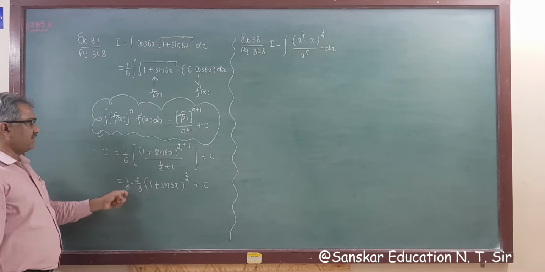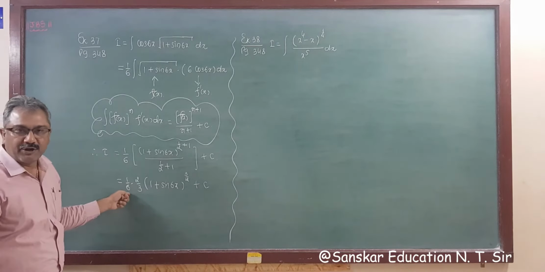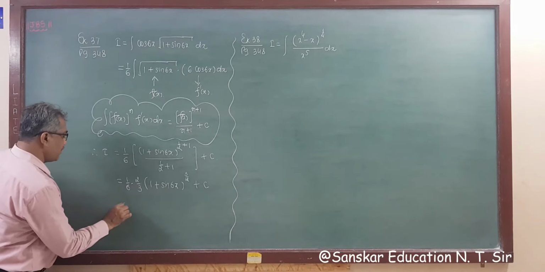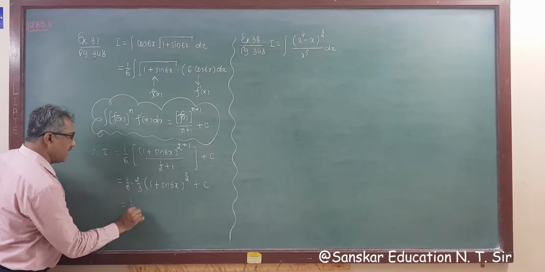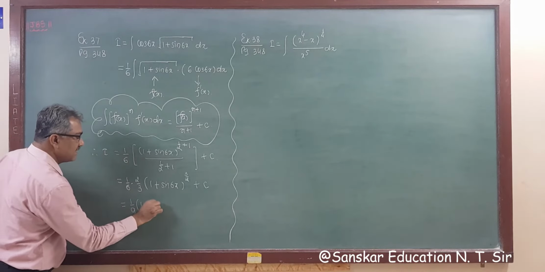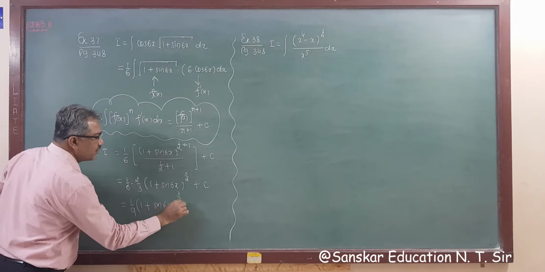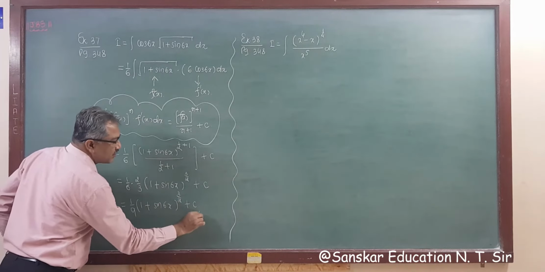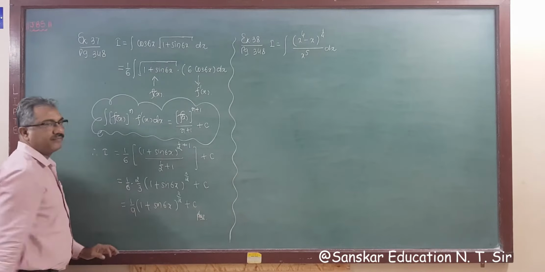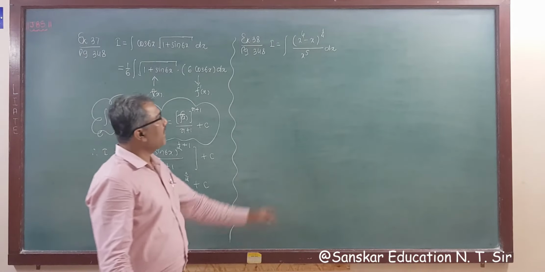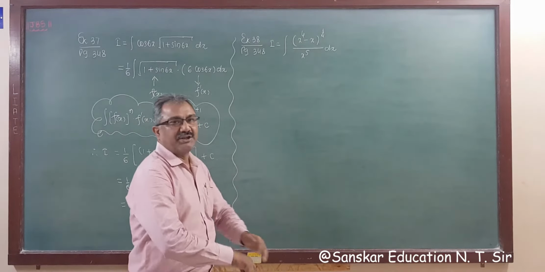So this will cancel, and the answer will be 1 upon 9. So the answer is 1 upon 9 times 1 plus sin 6x raised to 3 by 2 plus c. This is your answer. Right? Now the next question is example number 38.